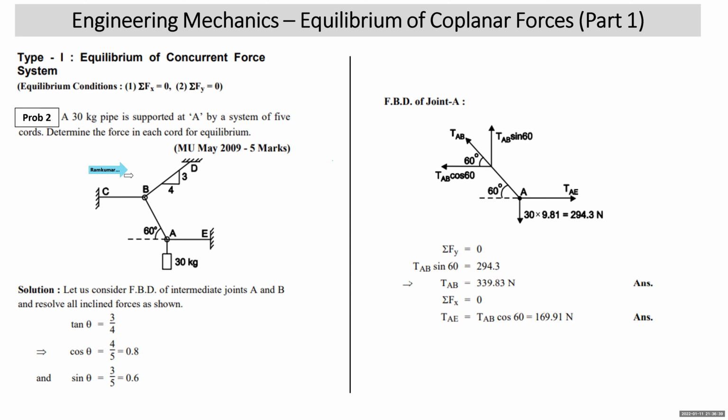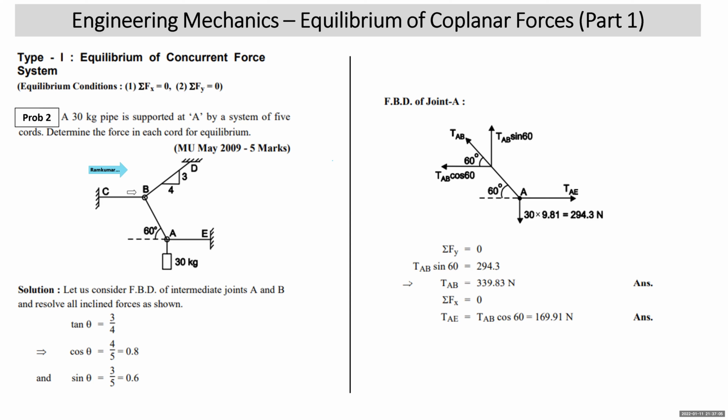Now, here there are two intermediate points. To find the tension in each cord or tension in each cable, we have to draw the free body diagram of the intermediate points. What are the intermediate points here? Joints A and B. So this problem has to be solved by drawing the free body diagram of joint A and joint B, right? Now, if I draw the free body diagram of joint B, there will be 3 unknowns.